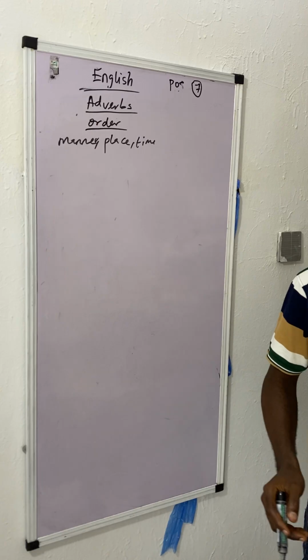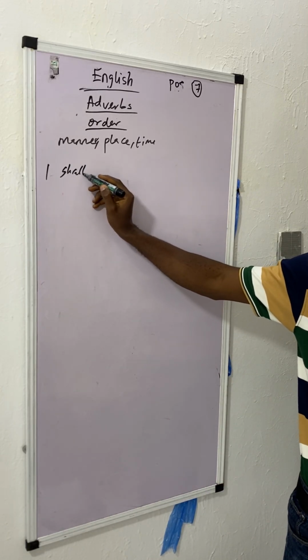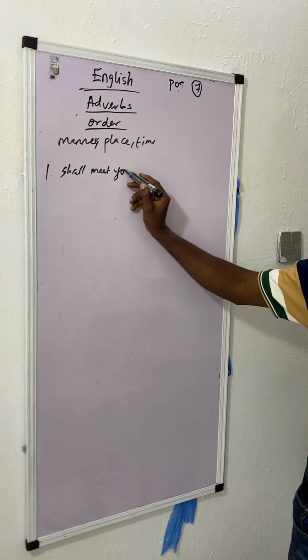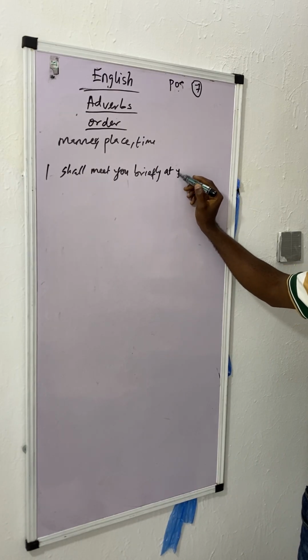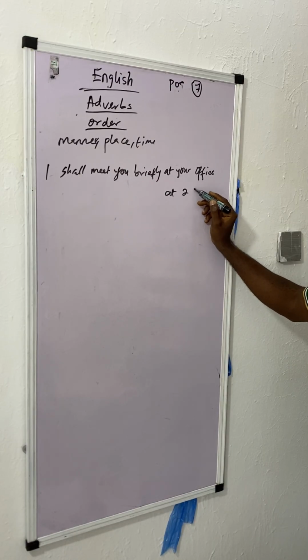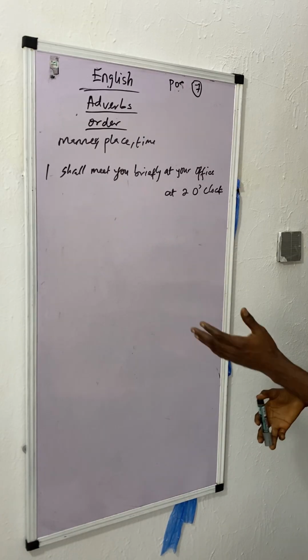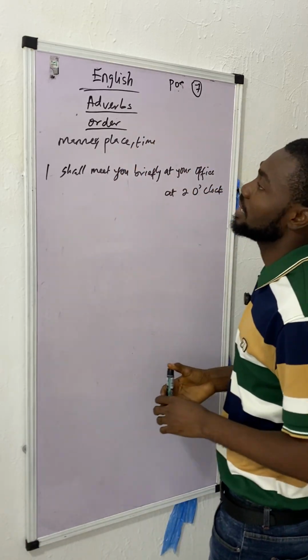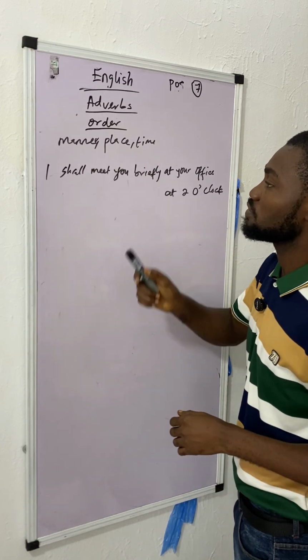So in a sentence, for example, I shall meet you briefly at your office at 2 o'clock. So let's now observe to see if this follows the order of adverb. Remember, manner, place, time. Adverb of manner, adverb of place, adverb of time.